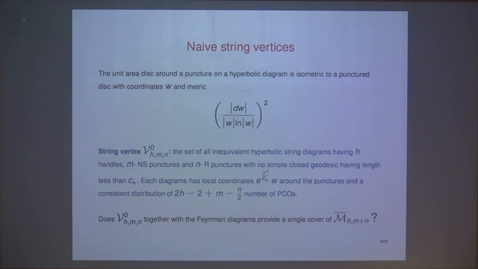Now, one more basic fact about hyperbolic geometry is that if you look into a neighborhood of a puncture on a hyperbolic diagram, this region is isometric to a punctured disk with coordinate w and the metric that's shown here. This is the hyperbolic metric on a punctured disk. And you can start by giving a naive definition of string vertices. The naive definition is that you consider the set of all inequivalent hyperbolic string diagrams having h handles, m number of NS punctures and n number of R punctures, with no simple closed geodesic having length less than some parameter c star. This is a parameter that I introduced.